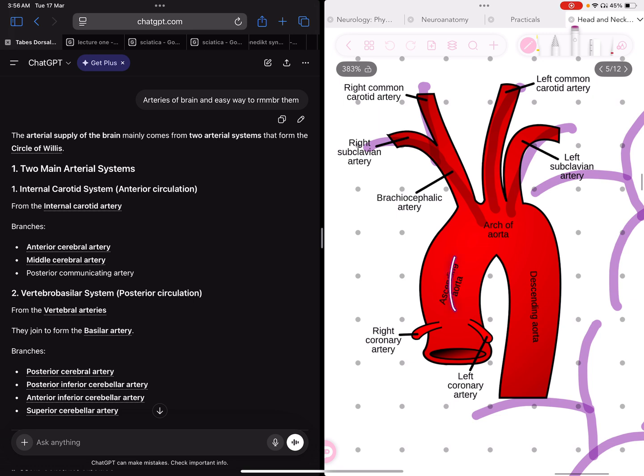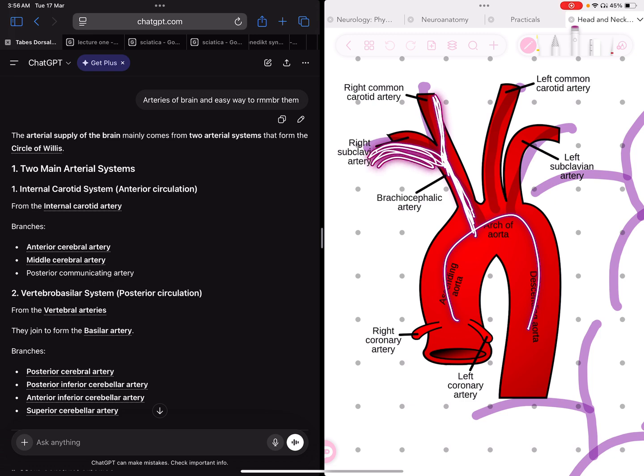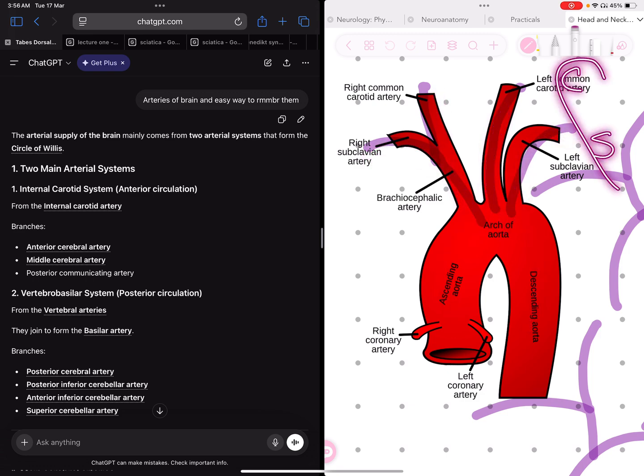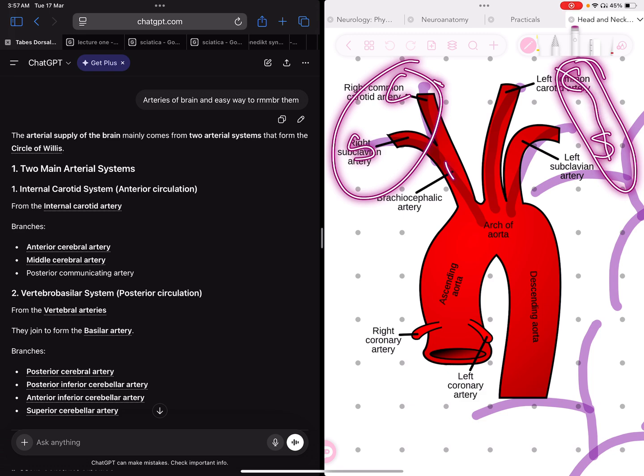Also, this is the arch of aorta, so let's just go a little back. So this is the arch of aorta. Now this on the right side will have the right brachiocephalic artery. So brachiocephalic. This will divide into a common carotid artery and a subclavian artery. And then here you have your left common carotid and left subclavian. So basically SC, right? That's how you need to remember it. And this is brachiocephalic, which is only available on the right side.